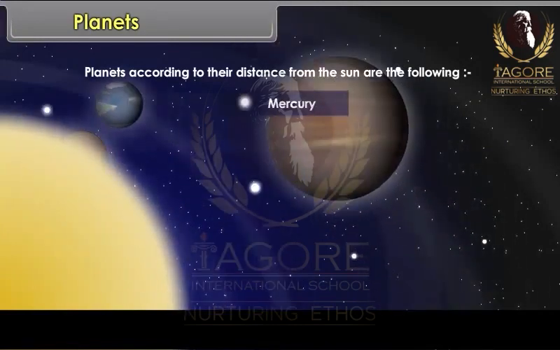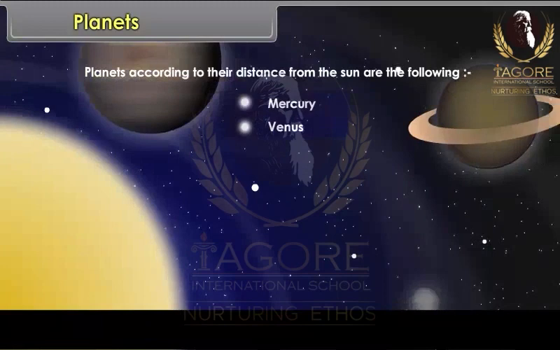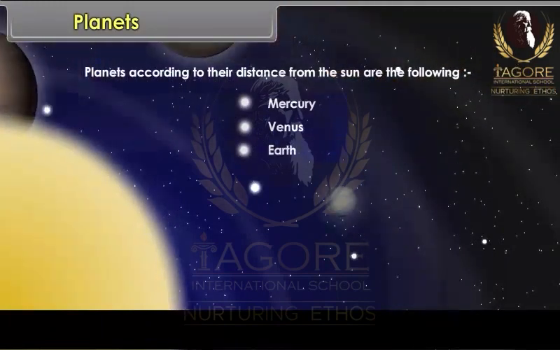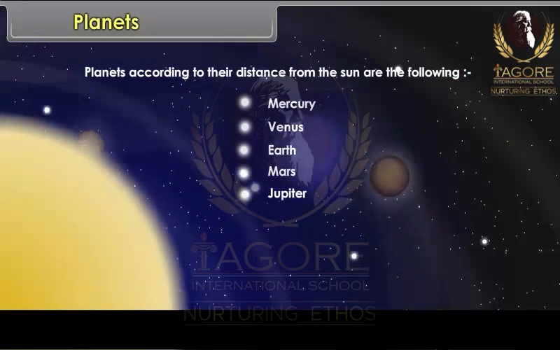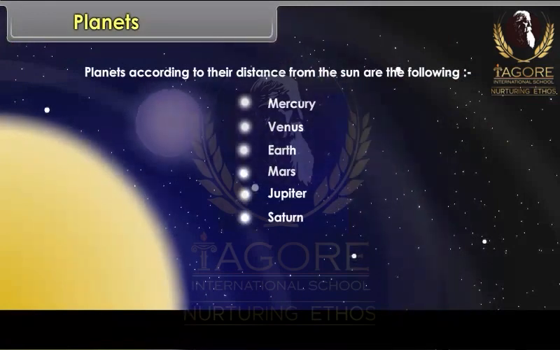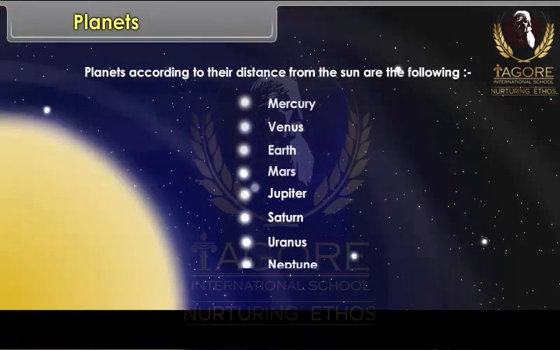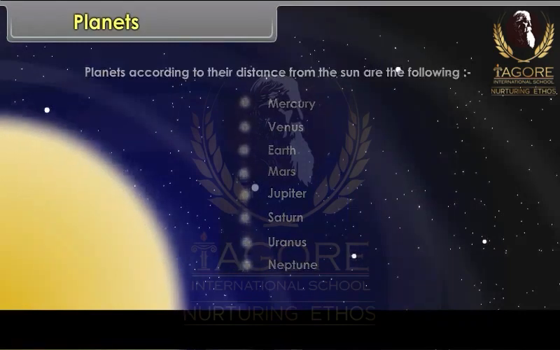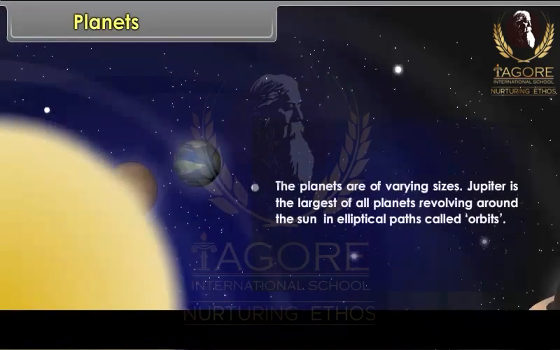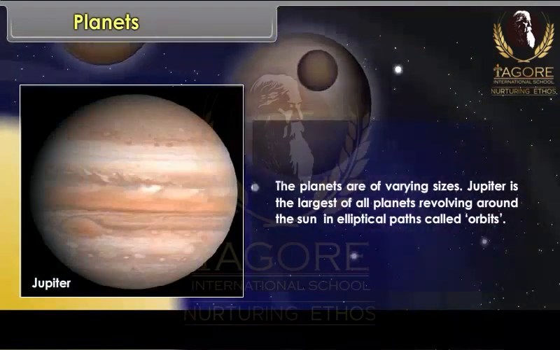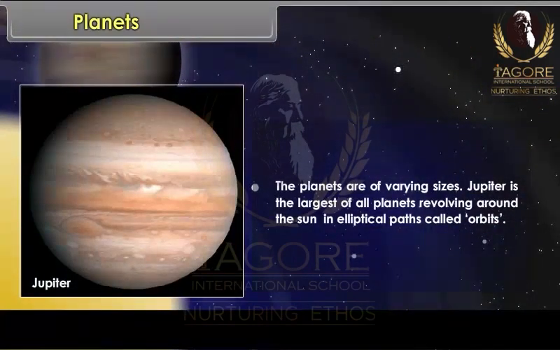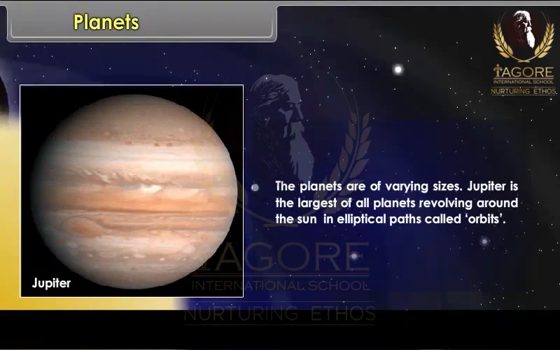Mercury, Venus, Earth, Mars, Jupiter, Saturn, Uranus, Neptune. The planets are of varying sizes. Jupiter is the largest of all planets. They revolve around the Sun in elliptical paths called orbits.